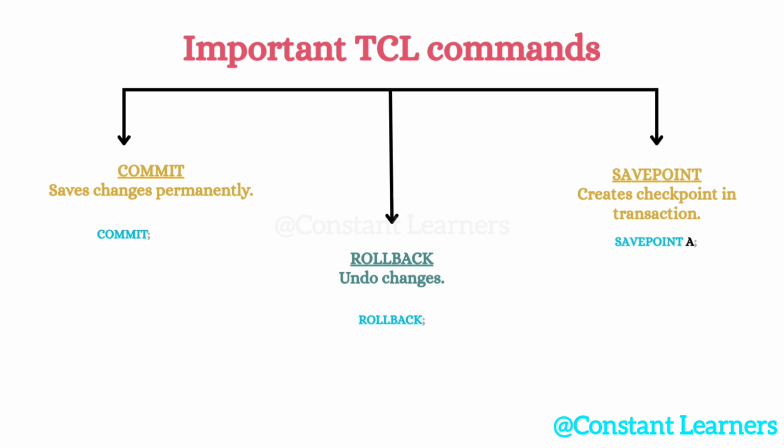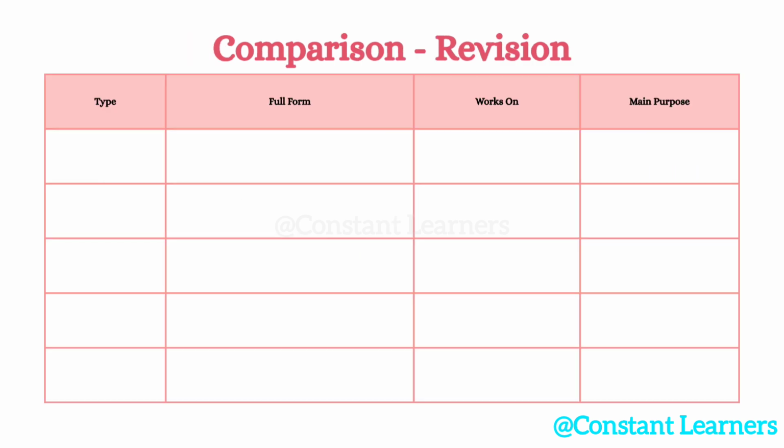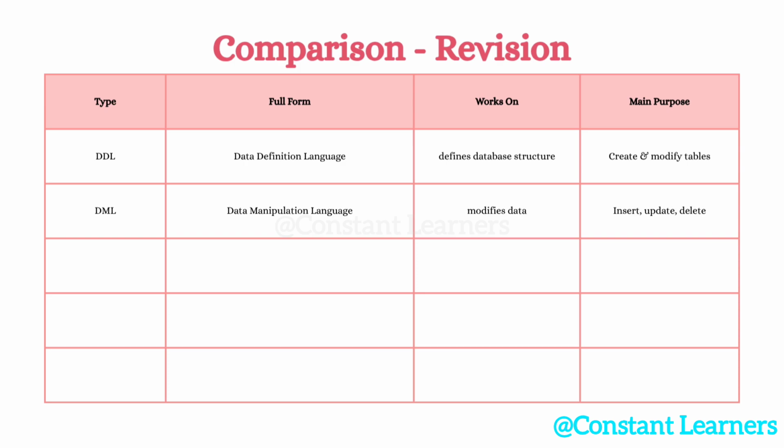All of these commands are very important and we'll discuss each of them in detail in future videos. A quick comparison between all of these: DDL is data definition language. It is used to define the database structure, that is the schema, the layout of the database. DML is data manipulation language. It modifies the data inside the database, right? So first, DDL builds the structure. Then DML is used to store or modify the data inside that structure.